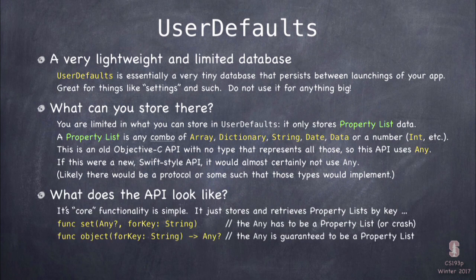It has this core set and get. Okay? Set any. Now that any can't really be any. It has to be one of those types: string, dictionary, array, whatever. It has to be a property list for key string. So you just put anything you want in this database under a certain key. And then you get it back out by saying object for key, and it returns you an any. And it's an optional any because it might not be in the database, in which case it returns nil. Okay? So that says any, but it's not really any. It's any as long as it's a property list, which means it's one of these 10 classes or whatever.